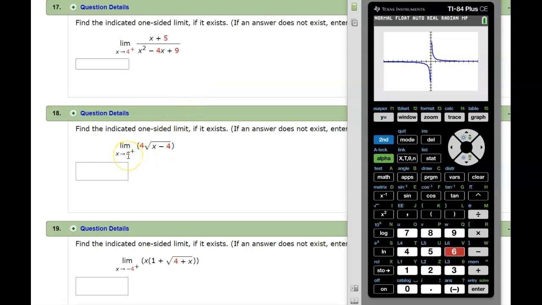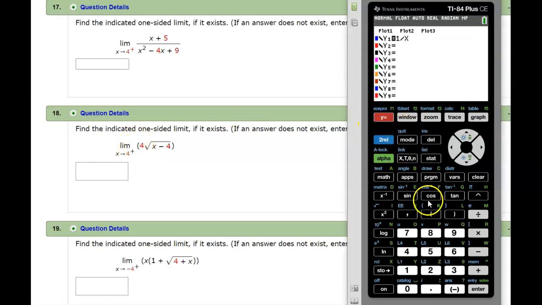If I put 4 in here from above, that'd be okay, but 4 from below would not be, because 4 from below, from the negative, from the left, is not defined. So I want to look at that graph. So if they'd ask me for negative, then I'd have a problem here. 4 times second square root of x minus 4.